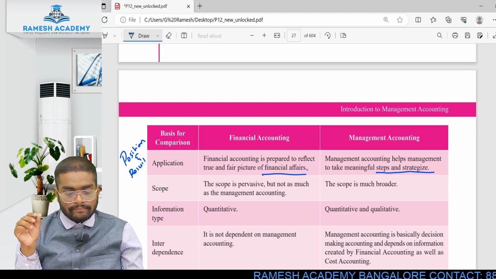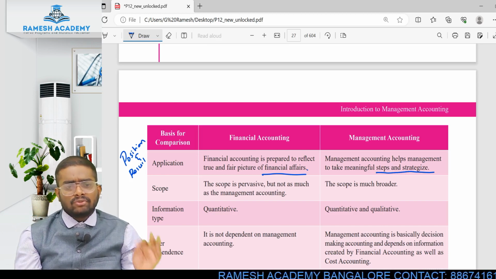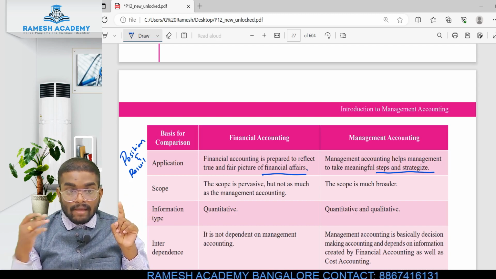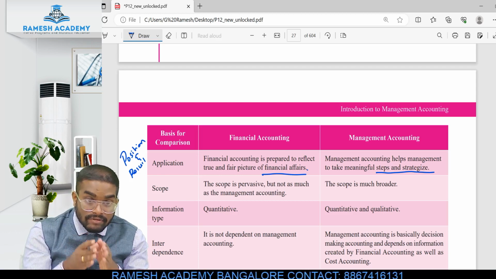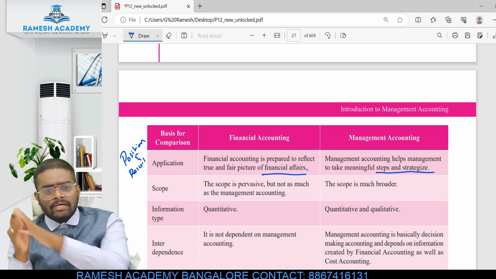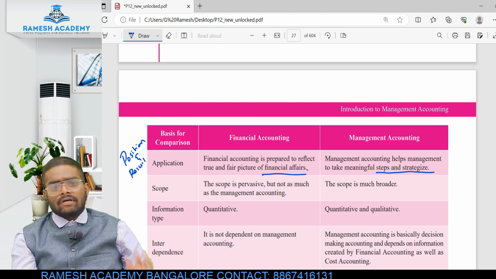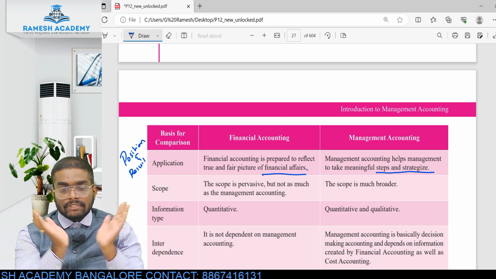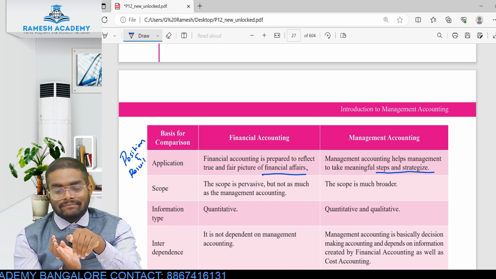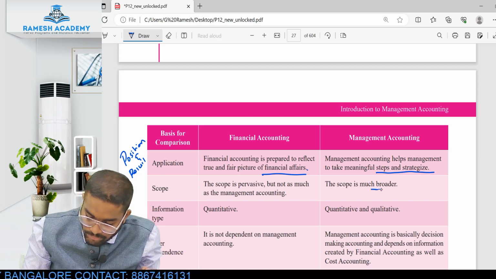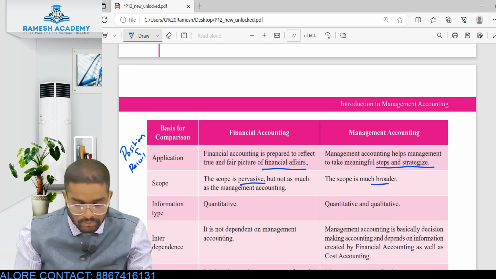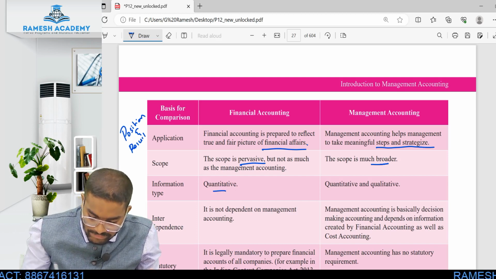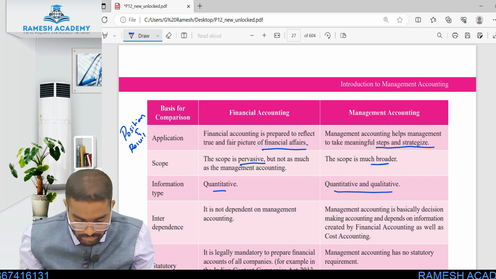So, scope. Financial accounting is only concerned with financial information, but management accounting... does financial accounting have management accounting? No, the answer is no, because financial accounting is only concerned with financial, but management accounting is a bigger bucket. This bucket has financial as well as cost. That's the reason the scope is broader here, the scope is pervasive here. So next, as I told, financial accounting is only considered as quantitative, but here it is both qualitative and quantitative.